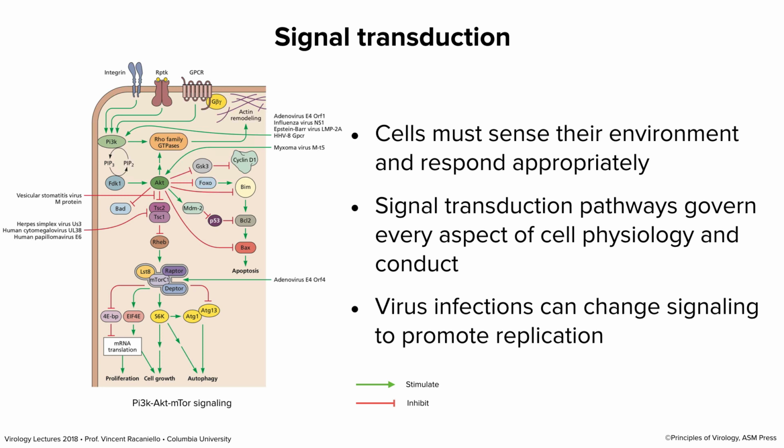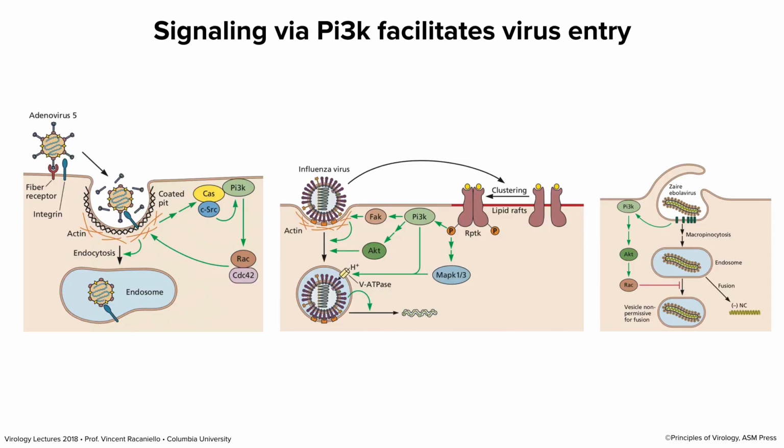So it's different for each virus, but we're learning, as you can see here, that viruses are impacting many different parts of this pathway. So let's take a look at some examples of signaling and how it's modified by virus infection. This is a really interesting one. Virus binding to receptors actually initiates signaling pathways that facilitate virus uptake into cells.